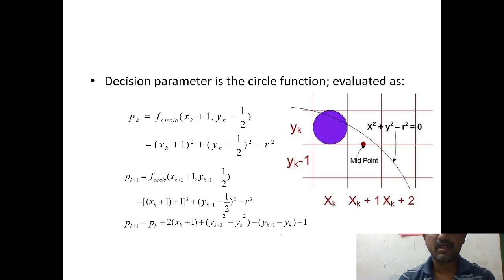The decision parameter is the circle function evaluated as pk equal to f circle of xk plus 1 comma yk minus 1 by 2, that is xk plus 1 whole square plus yk minus 1 by 2 whole square minus r squared. Then pk plus 1 equal to f circle of xk plus 1 plus 1 comma yk plus 1 minus 1 by 2, that is xk plus 1 plus 1 whole square plus yk plus 1 minus 1 by 2 whole square minus r squared. Then pk plus 1 equal to pk plus 2 of xk plus 1 plus yk plus 1 squared minus yk squared minus of yk plus 1 minus yk plus 1.